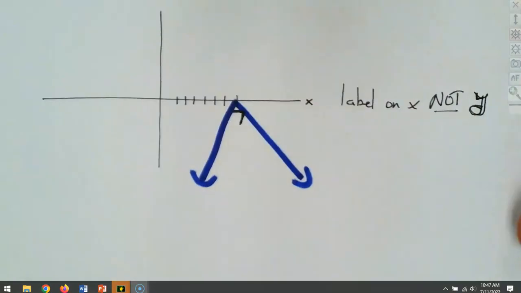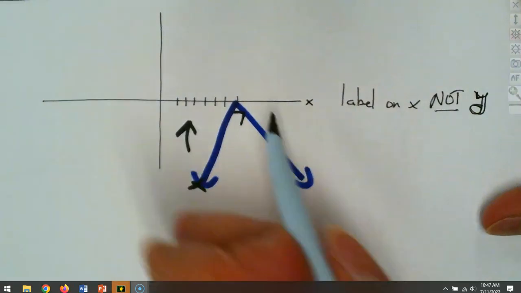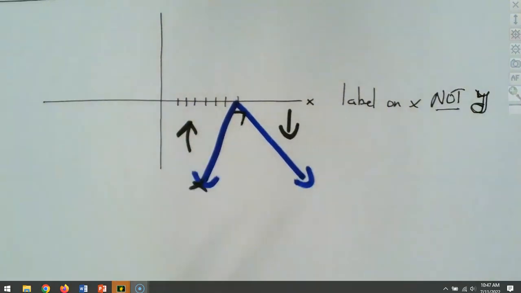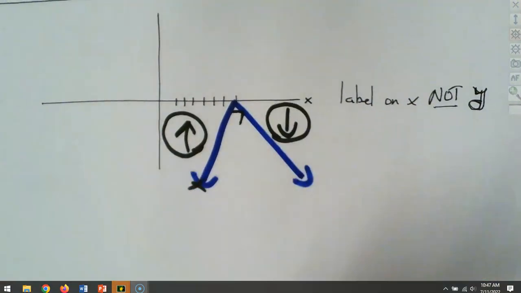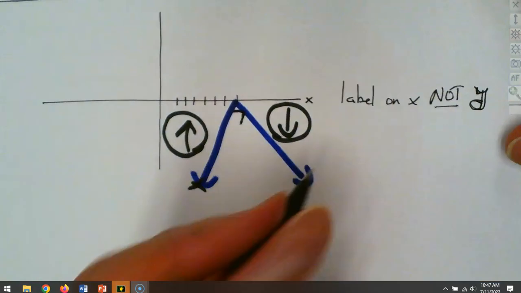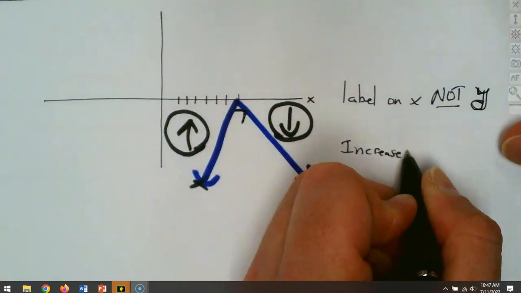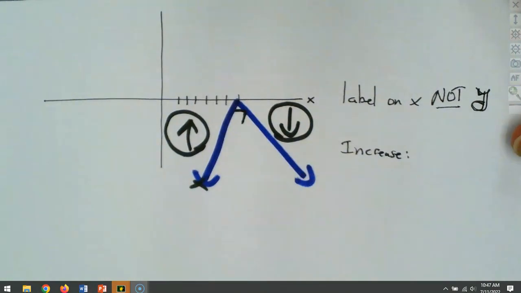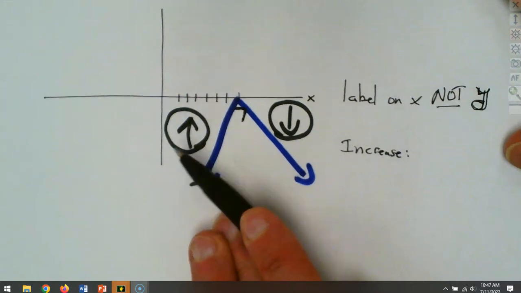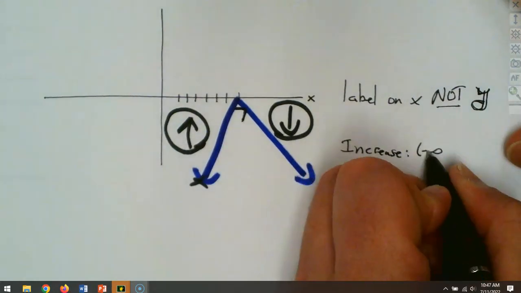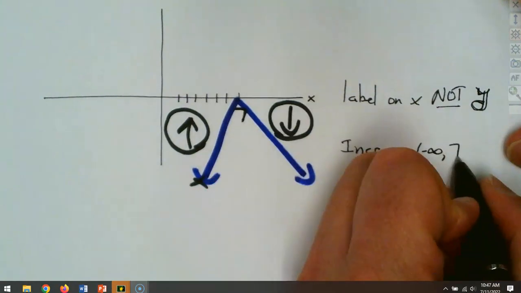When we look at this, what's it doing? We start here, and we go up, and then we do what? Go down, don't we? So where is it increasing from? This region, right? So where does it increase from? Negative infinity. And where does it stop increasing at? 7.